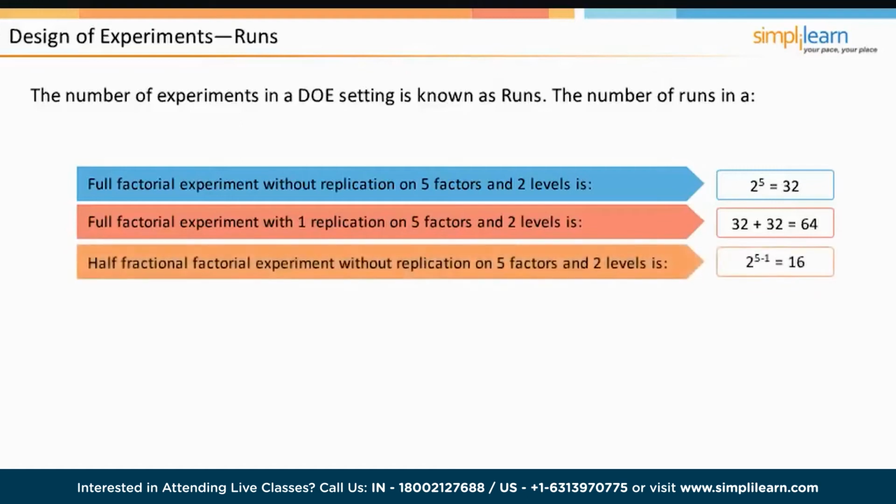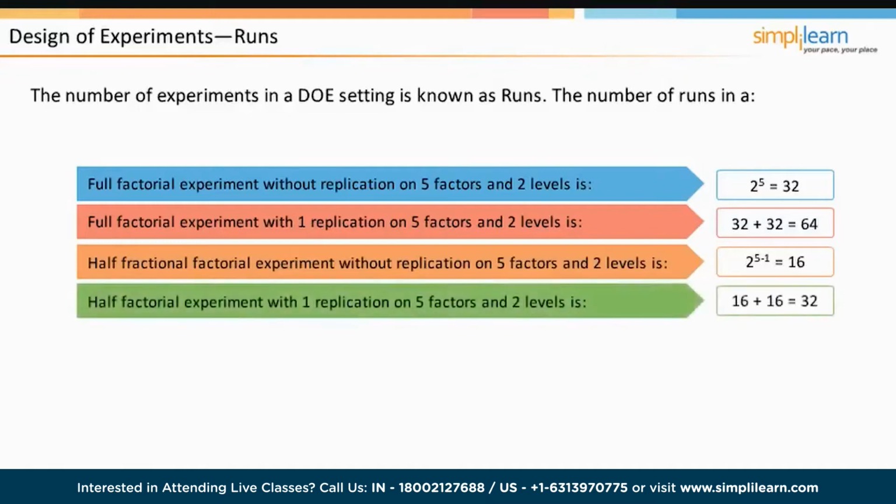A half fractional factorial experiment without replication on 5 factors and 2 levels is 2 raised to the power of 5 minus 1, which equals 16 runs. A half factorial experiment with 1 replication on 5 factors and 2 levels is 16 plus 16, which equals 32 runs.